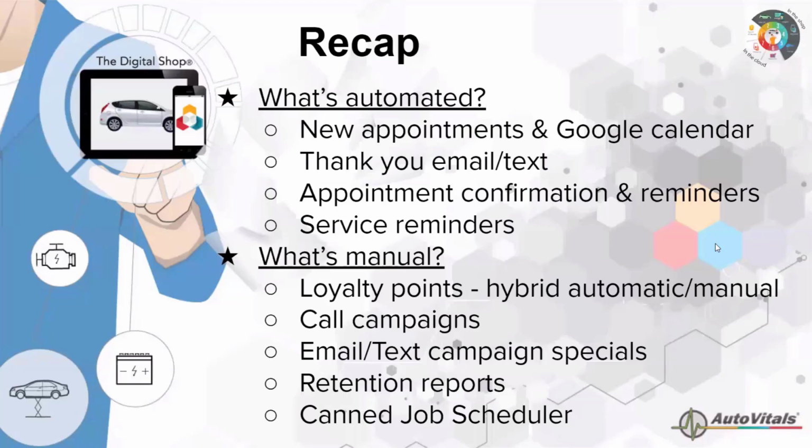We've talked about items that are completely automatic for you: how new appointments come in, whether they're scheduled in point of sale or through Auto Vitals, what we recommend you do, and how our thank yous work for email and text, schedule appointments, confirm appointments, appointment reminders, and service reminders. Also, the items that are manual for you: how you know what's in the call campaigns, loyalty points, how you can communicate via email or text for campaigns to drive additional business, creating a maintenance table through a CAN job scheduler, and then accessing the retention report.